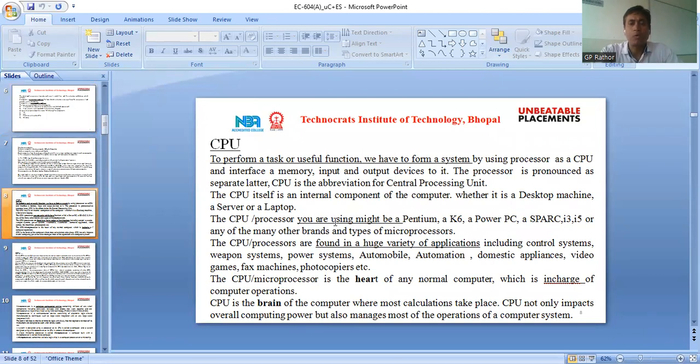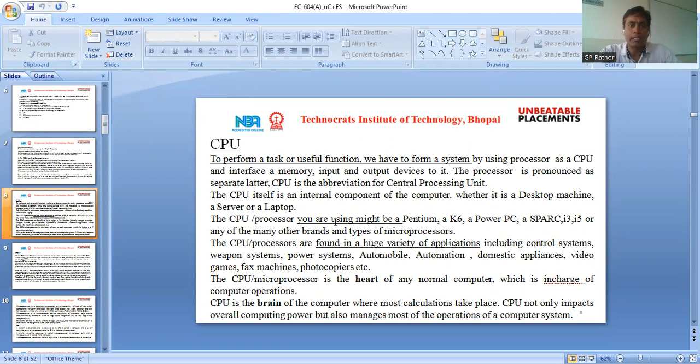So now the question arises, what is CPU? CPU means central processing unit. To perform a task or useful function, we have to form a system by using a processor as a CPU and interface a memory, input and output devices to it.